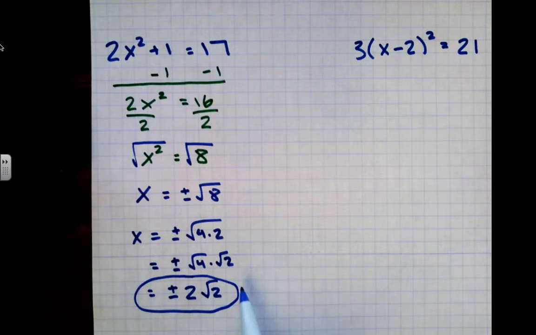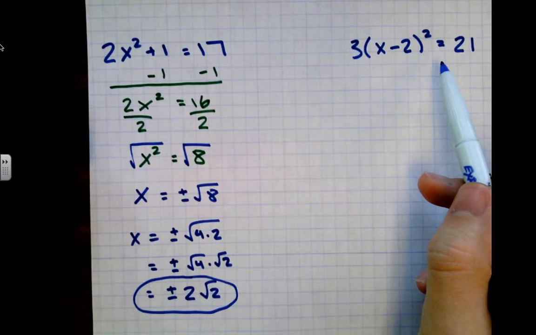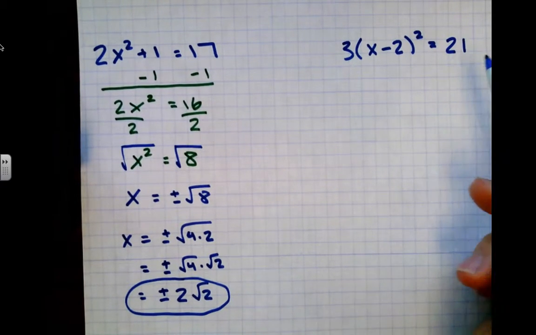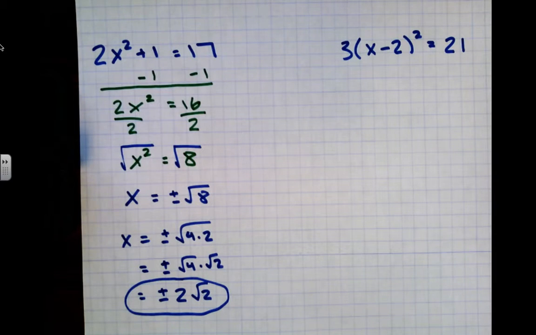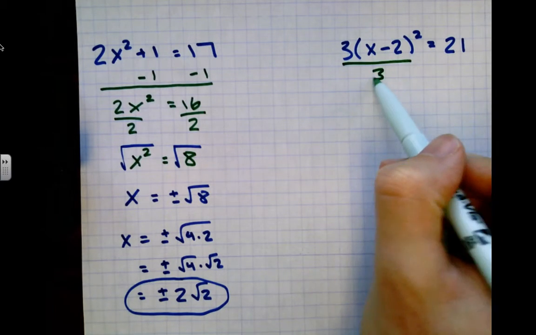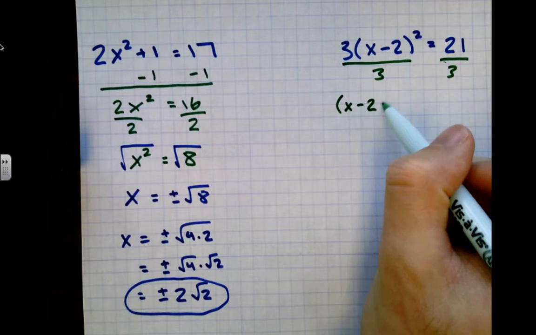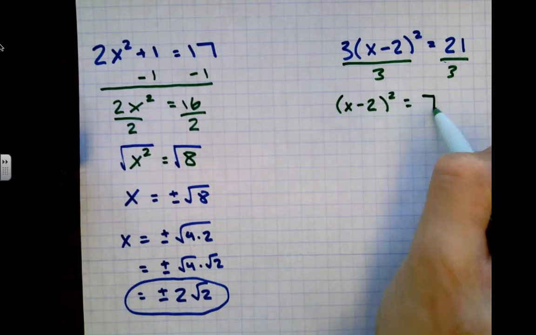If I plugged in either of those into my original equation, I would get a true statement, which is really what I'm looking for: what x values are going to give me a true statement when I look at these equations. On the other side, same sort of approach. I want to get x by itself before I do anything. The first thing I can do is divide each side by 3 in an attempt to isolate the variable. I would have x minus 2 squared equals 7.